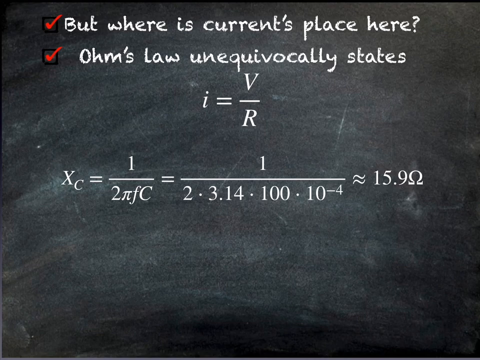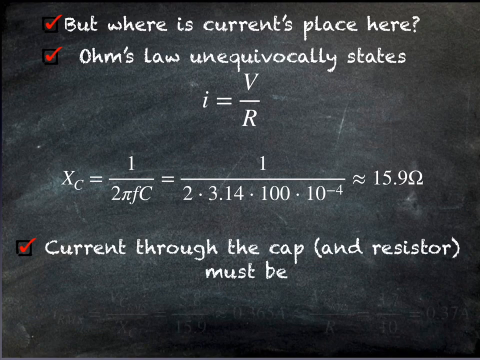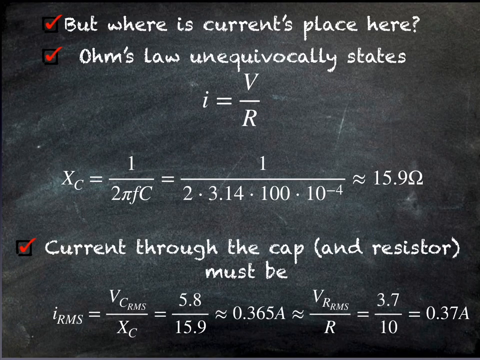Given that our capacitance is 100 microfarads and our frequency is 100 hertz, the resistance of our capacitor is about 15.9 ohms. Based on Ohm's law, we estimate that the current running through the cap must be the capacitor's voltage we measured, that is about 5.8 volts in RMS, divided by its resistance. This results in about 0.36 amps. This value should be the same if we computed the current solely based on our measurement of the RMS voltage across the resistor. The computation above confirms this.